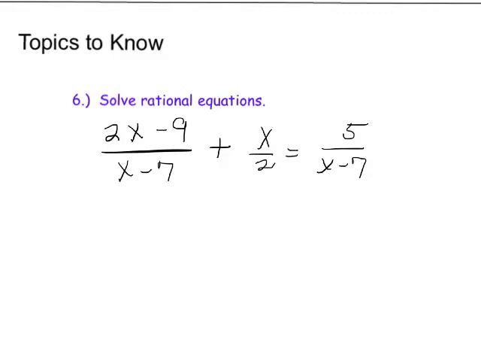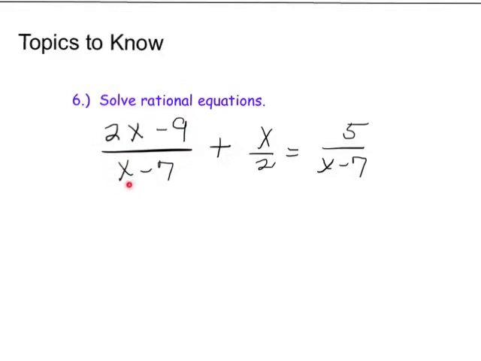A rational equation is a problem where you have a rational expression on both sides of the equal sign. Each one of these is a term. So I have a rational expression plus a rational expression, so there are two terms here, equals a rational expression. With it being rational, that means we have a fraction.